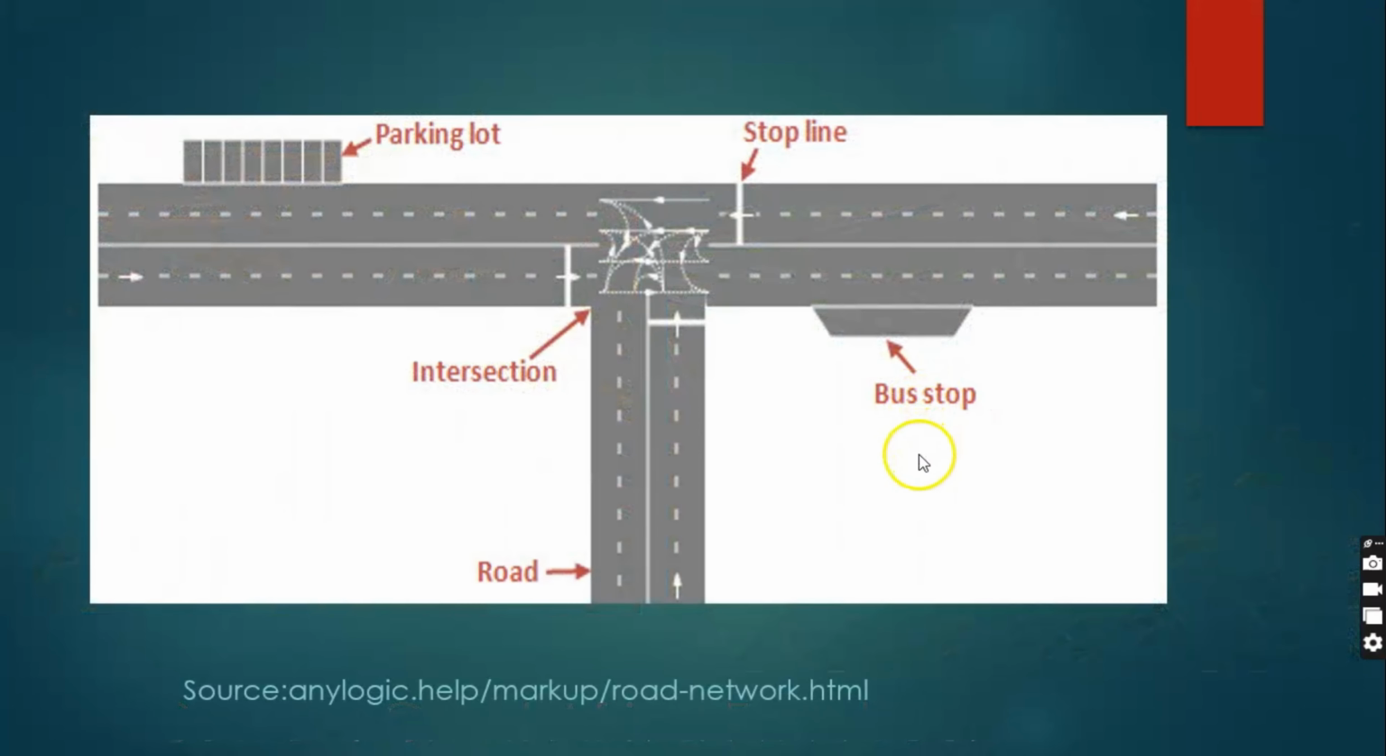And also, this is another picture showing the road network. Here's a parking lot, here's a stop line for traffic signals. Here is a bus stop, an intersection point. This is a road. So we'll be looking more into this.